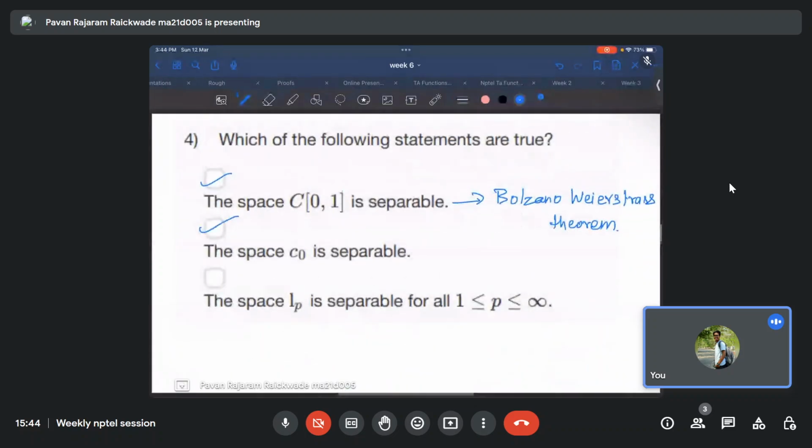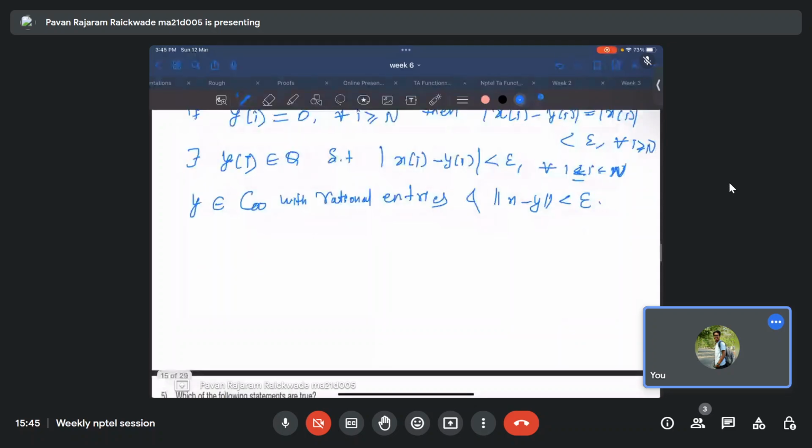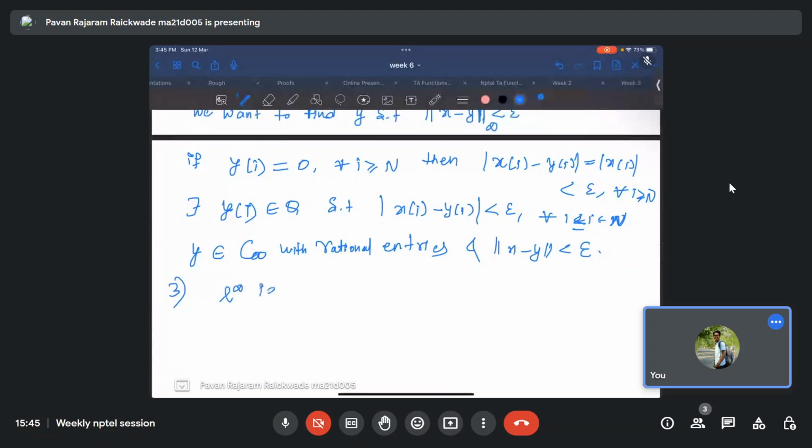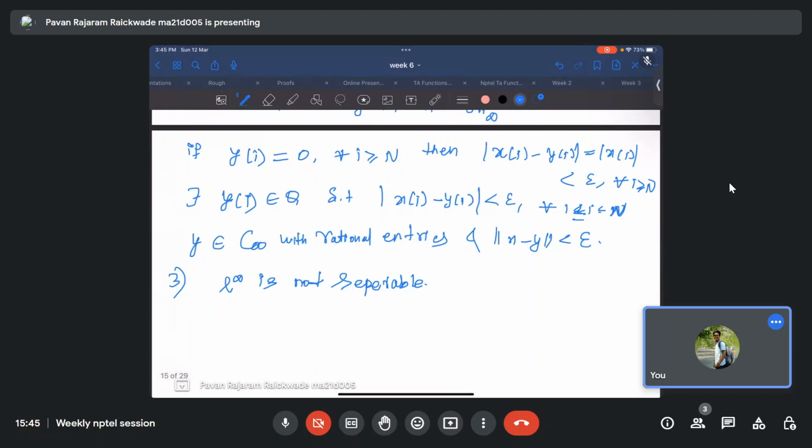So exactly the same lines will go for lp, for p from 1 to strictly less than infinity. L infinity is there, hence this is not separable. I will give a quick proof of why L infinity is not separable. It's not separable means there cannot exist a countable dense subset of L infinity. How I will do it is you just take any real number.